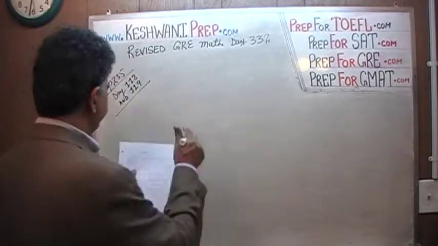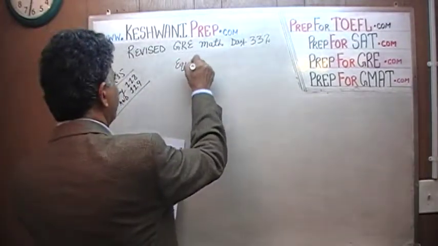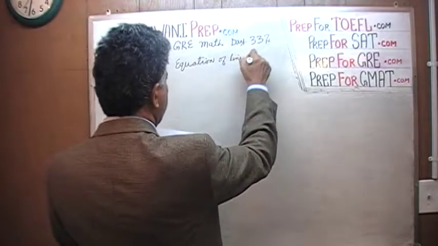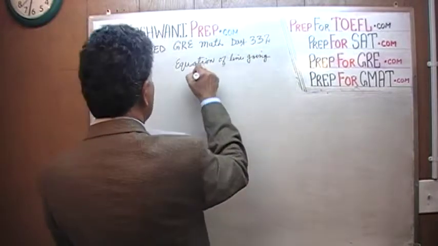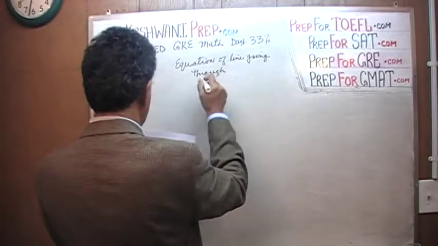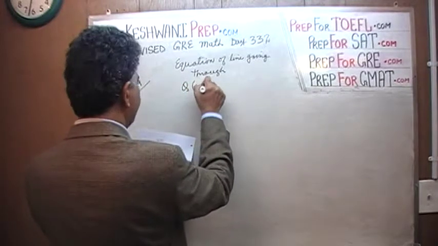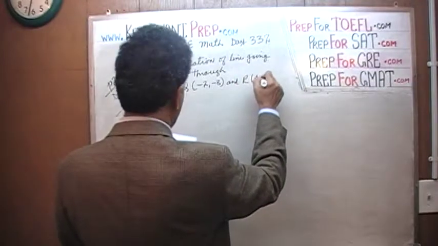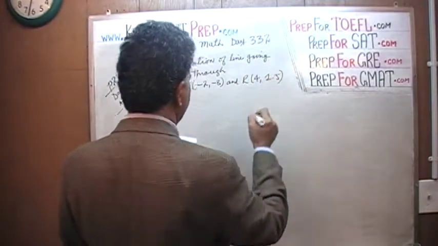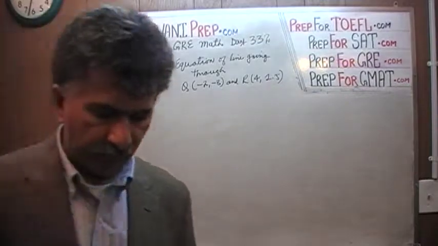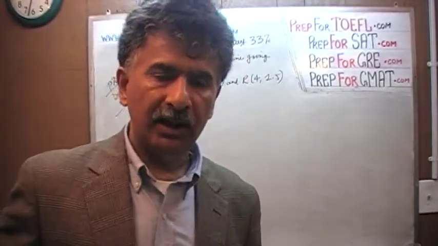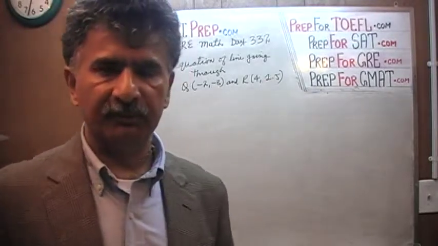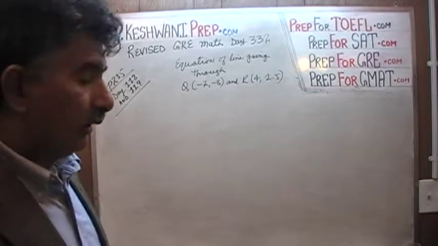So here we have a situation where we are asked to find the equation of a line going through 2 points. Point Q, which we are told is (-2, -3), and point R, which we are told is (4, 1.5). But before we worry about finding the equation of the line, first we need to figure out the slope of the line. That's the very first step. That's the most basic ingredient. How do we find the slope of a line?